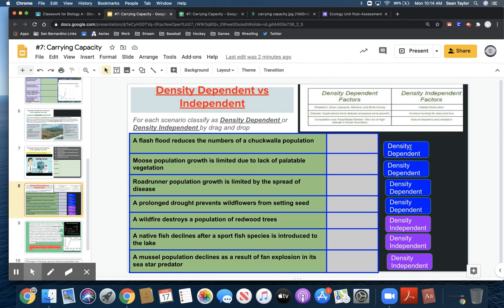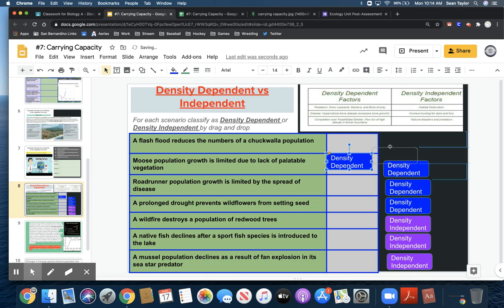Slide 8 is some matching. So you want to determine, is this a density dependent factor? If that's the case, you would move it to its location. If you think it's density independent, move it to its location. And again, think about a flash flood.